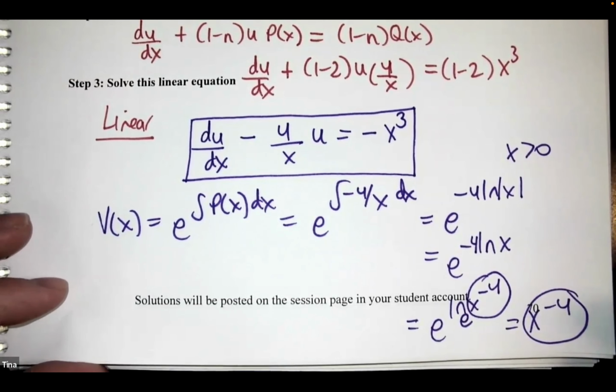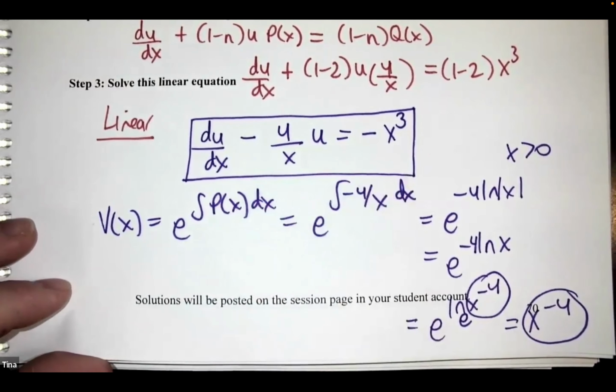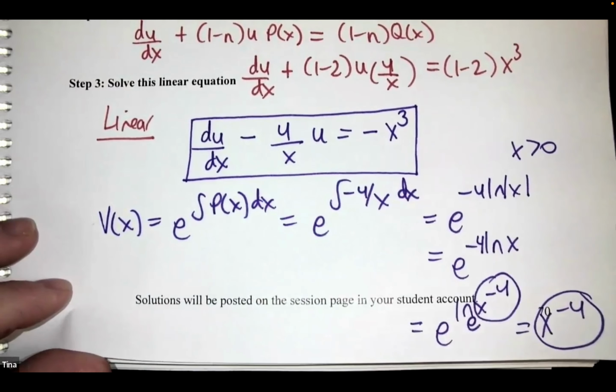Okay, so now we have to solve, right? So we're solving this equation. Our p of x is negative 4 over x, and our q of x is negative x cubed.